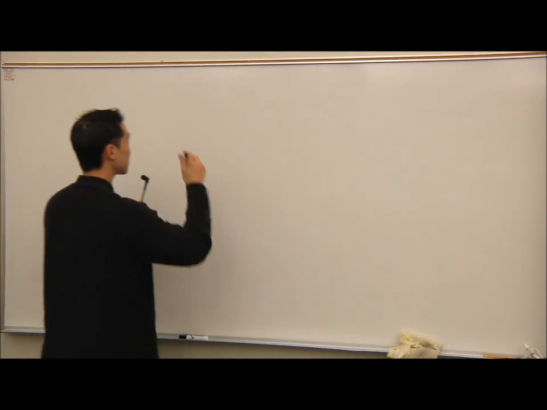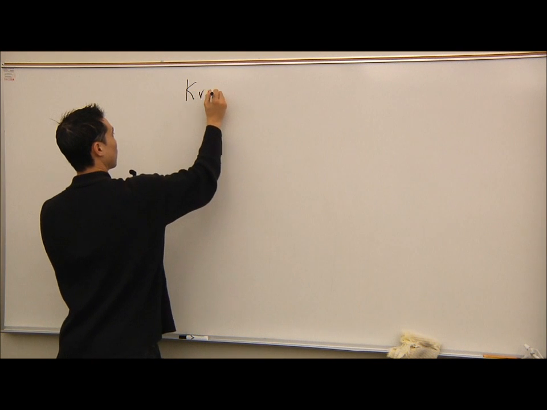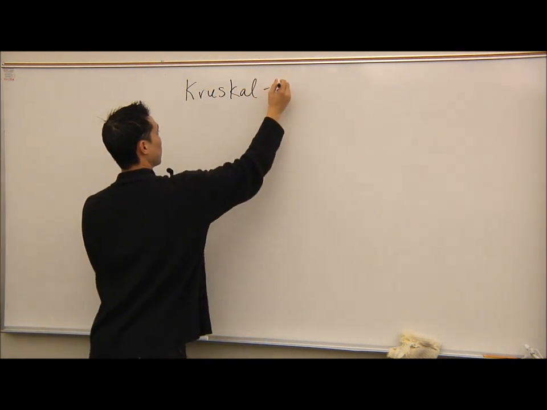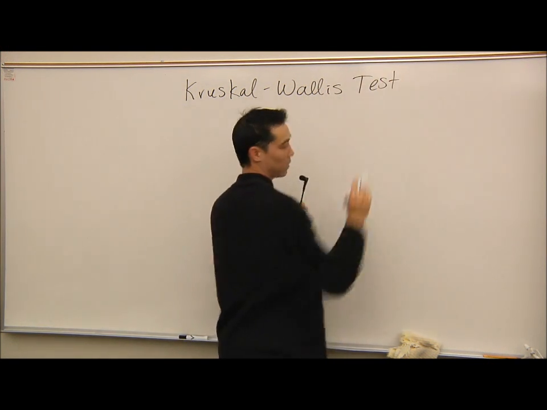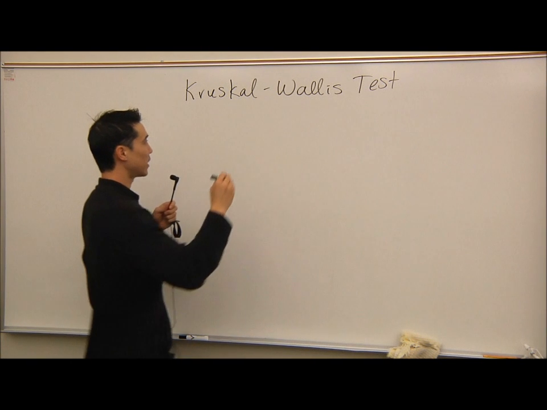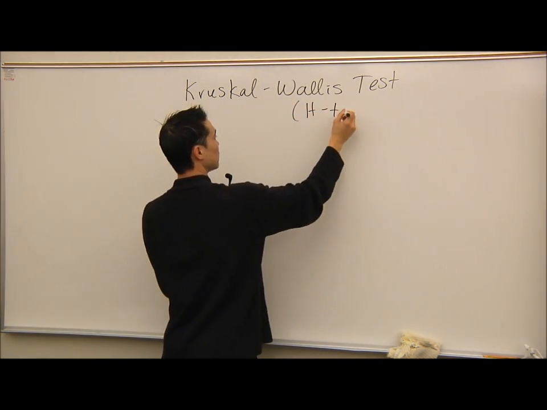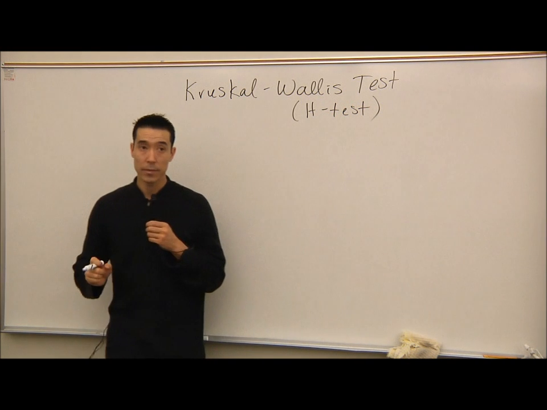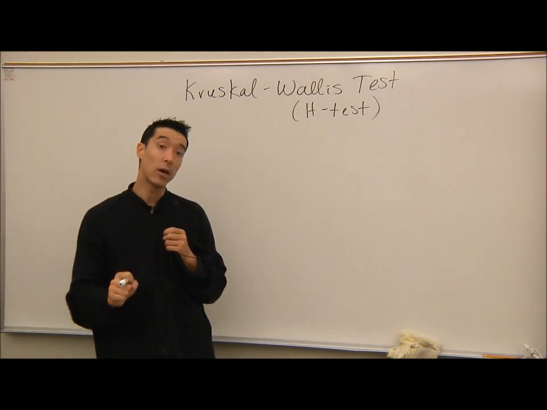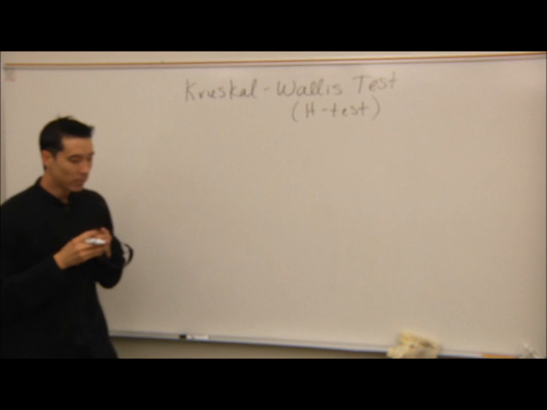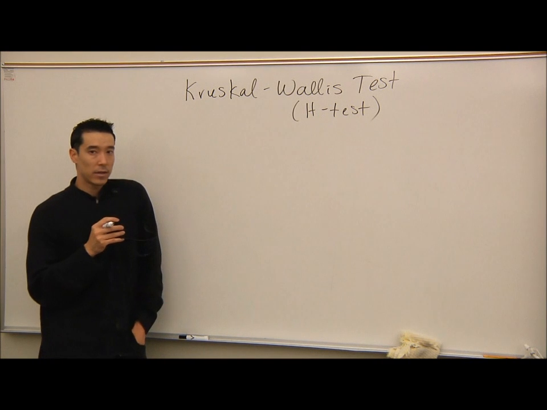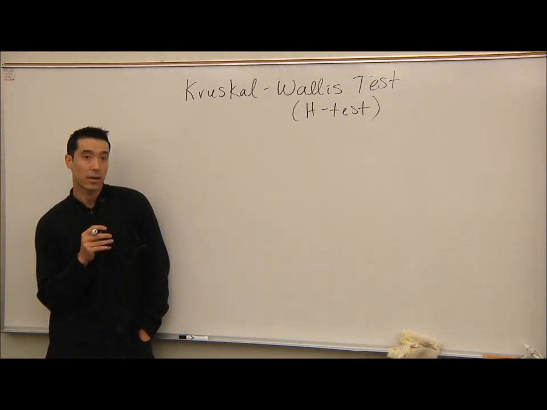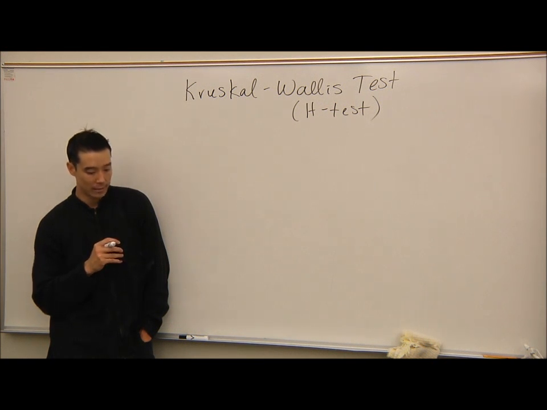Okay, Kruskal-Wallis, K-R. Kruskal-Wallis, also called the H test. So if in your book it says H test, that's the test we're talking about. This is our non-parametric version of ANOVA. Does anybody remember what the ANOVA test tested? If there was a difference in 3 or more means, right? So this is our non-parametric version of testing 3 or more means.